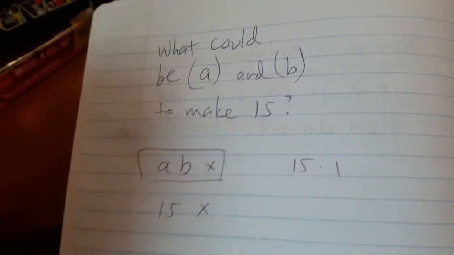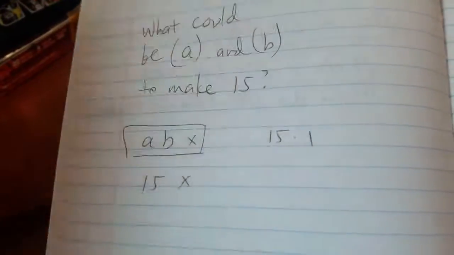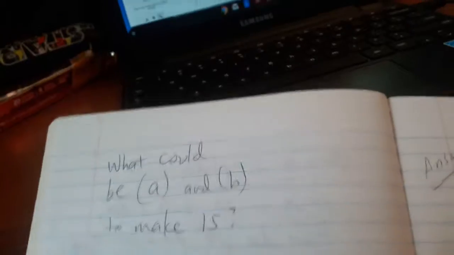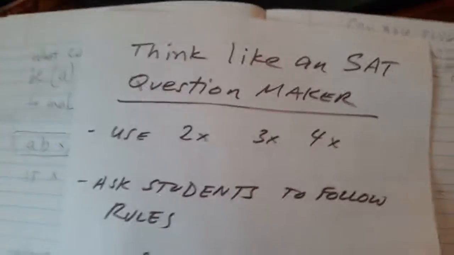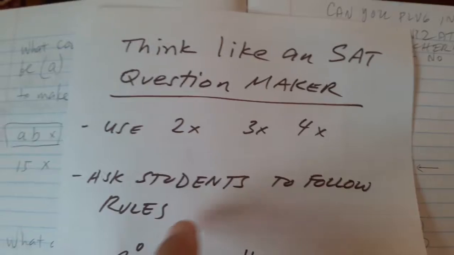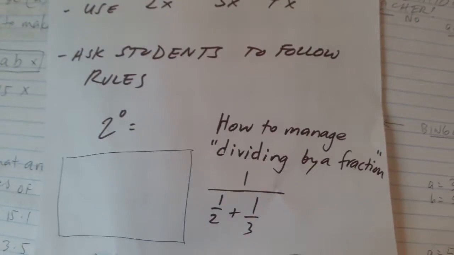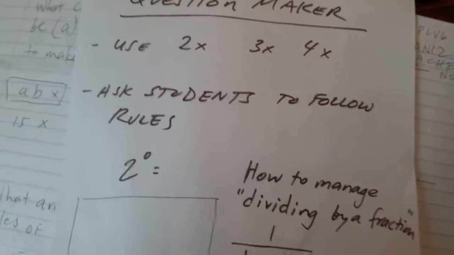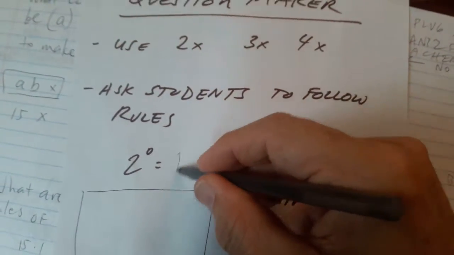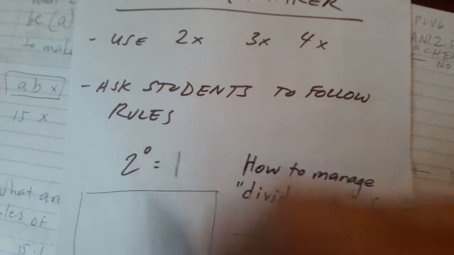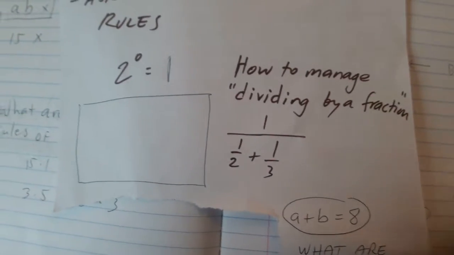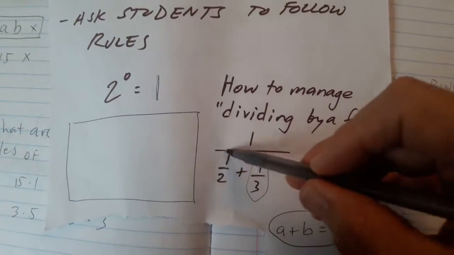And see all the layers that are in this one problem? What I'm asking students to do is to think like an SAT test maker. See? You have to use 2 times something, follow the rules. In some other problems, there was that 0, right? That becomes 1. Remember that rule? When the 0 is up there. And then how do you manage dividing by a fraction? These two things.